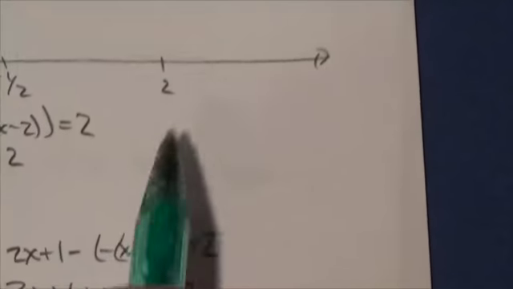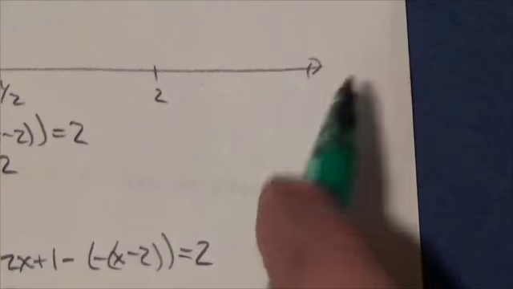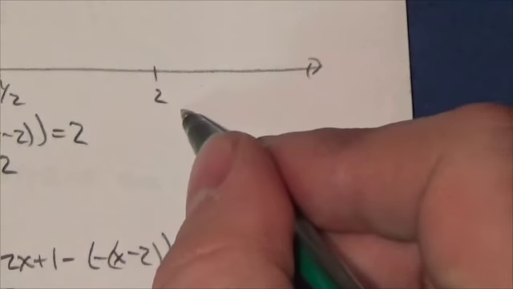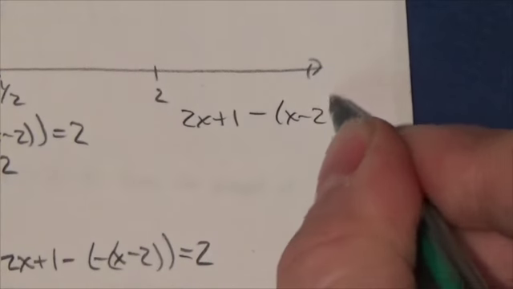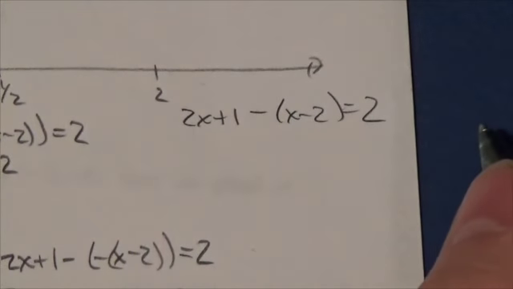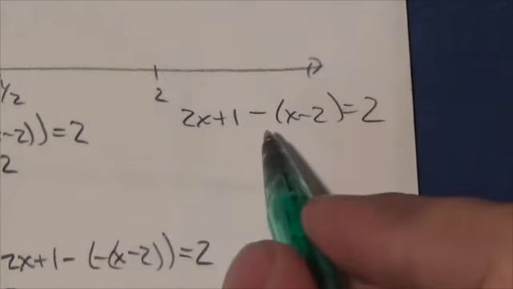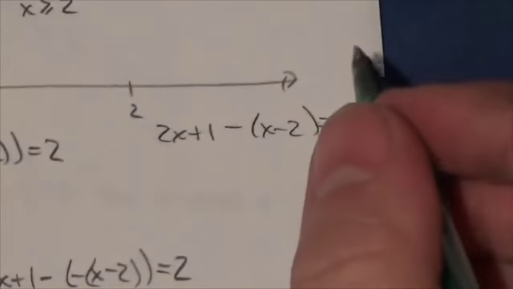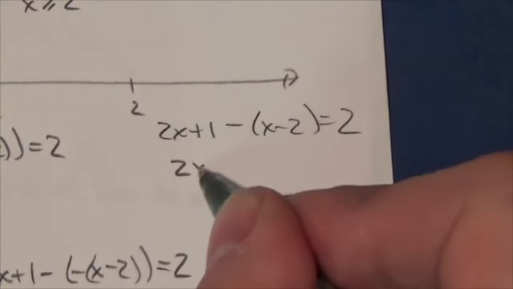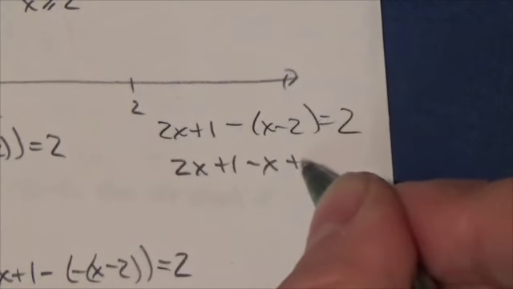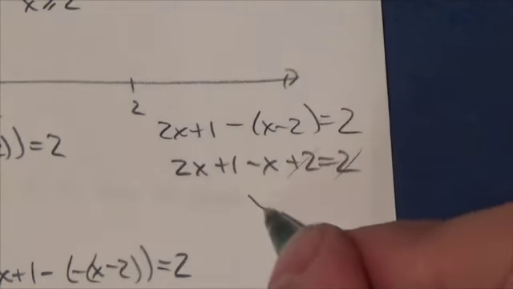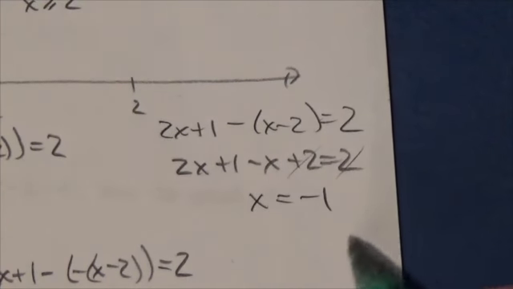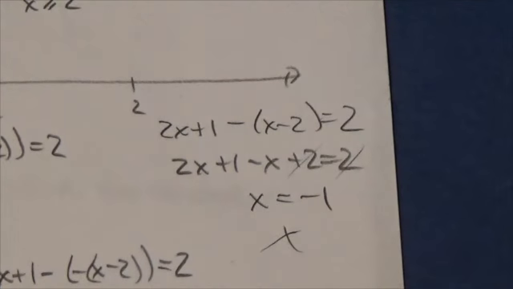Now if we go into the interval greater than 2, this means 2x plus 1 won't change, but it also means x minus 2 won't change either. I don't need to put an extra negative in here, and that's what these three intervals are all about, how that changes. So this becomes 2x plus 1 minus x plus 2 is equal to 2. The 2's cancel. I'm left with x is equal to negative 1. Now, that is not in the interval greater than 2, so that is not a solution to this problem.